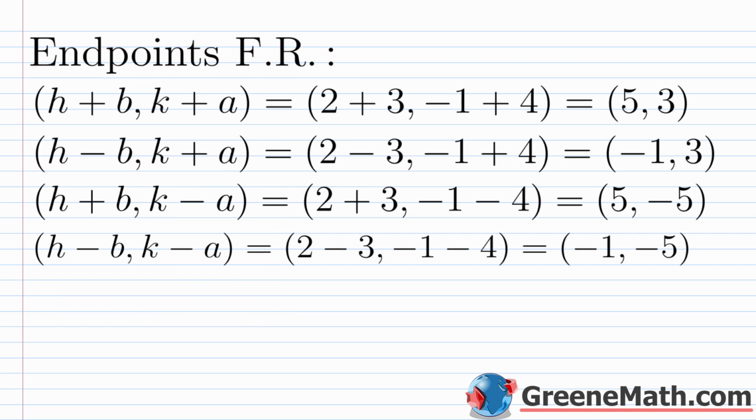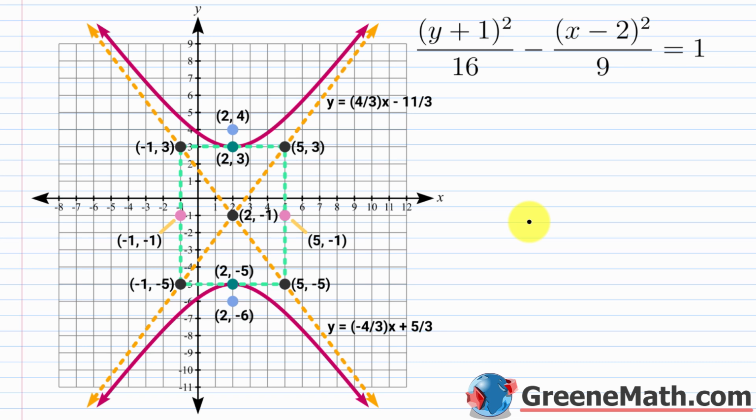In terms of the endpoints for the fundamental rectangle, again, just plugging in, you're going to get 5 comma 3, negative 1 comma 3, 5 comma negative 5, and then negative 1 comma negative 5. All right, so let's come down here and look at the graph. I'm just going to tell you in advance, I left you a Desmos link for everything today. So you can just click on that if you want to follow more closely.